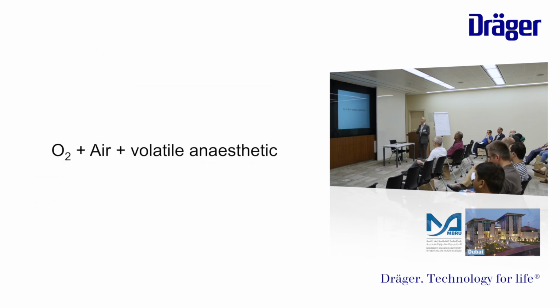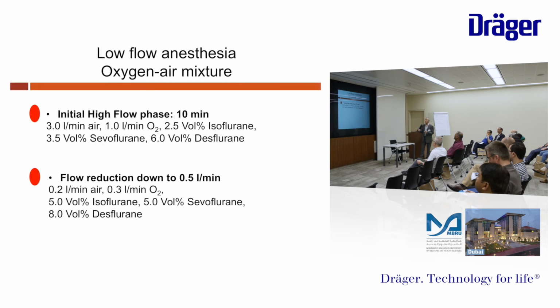For the oxygen, air, and volatile anesthetics, we start the initial high flow phase for 10 minutes, 3 liters for air, 1 liter for oxygen, and we start with 2.5% isoflurane or 3.5% sevoflurane or 6% desflurane. And after the 10 minutes, we will reduce the flow to 0.5 liter, but we have to increase the anesthetic by around, as you can see, 50%.